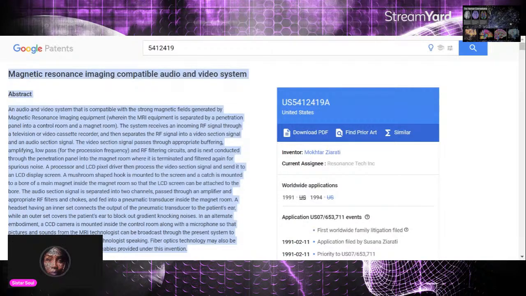The audio section signal is separated into two channels, passed through the amplifier and the appropriate RF filters and the chokes, and fed into the pneumatic transducer that is inside of the magnetic room, creating a whole entire electromagnetic room inside of the computer, a whole section. A headset having an earset connects to the output of the pneumatic transducer. So now you have your headset. You put your headset on. Now it's giving the input.